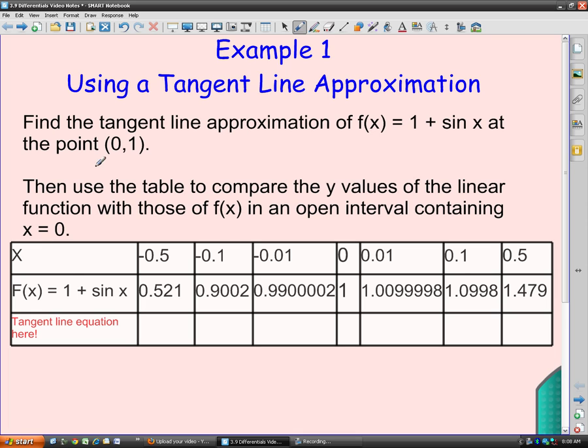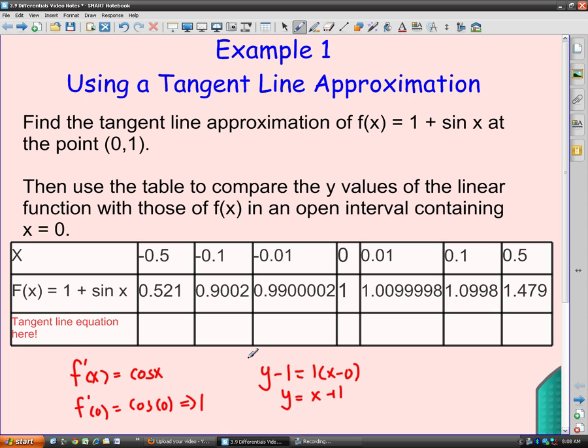So I have to differentiate this function, which gives me, I believe, cosine of x, and if I put in 0 in my derivative, cosine of 0, I believe I get 1. That means my slope is 1, and so at my point, y minus 1 equals 1 times x minus 0, which means my function is x plus 1. That's my tangent line equation, y equals x plus 1.